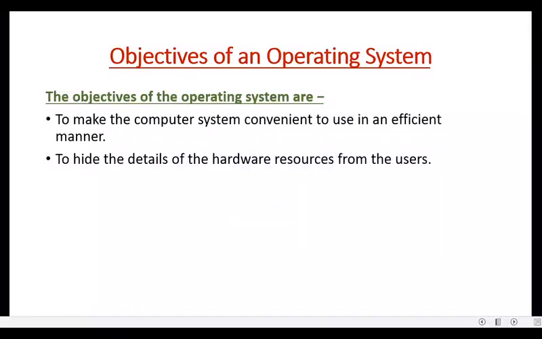Next is to hide the details of hardware resources from the user. The operating system hides the details of the hardware used in the computer. If you are working on a computer, you don't need to know the capacity of the hard disk, or the functional structure of a motherboard or RAM. What type of ICs have been used in the motherboard or CPU, and so on. So it hides the details so that the system does not become more complicated.